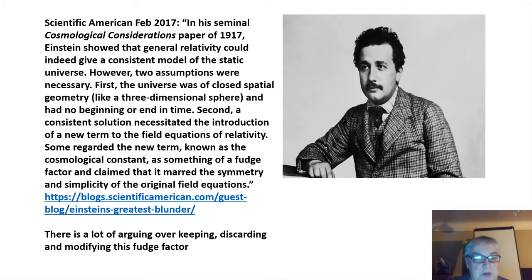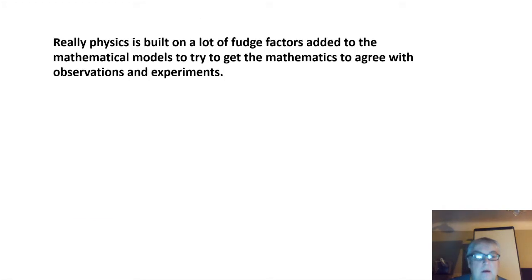Some regarded the new term, known as the cosmological constant, as something of a fudge factor, and claimed that it marred the symmetry and simplicity of the original field equations. That is what he introduced, and there's since been a lot of argument over keeping, discarding or modifying this fudge factor. Really, physics is built on a lot of fudge factors added to the mathematical models or theory to try to get the mathematics to agree with observations and experiments.